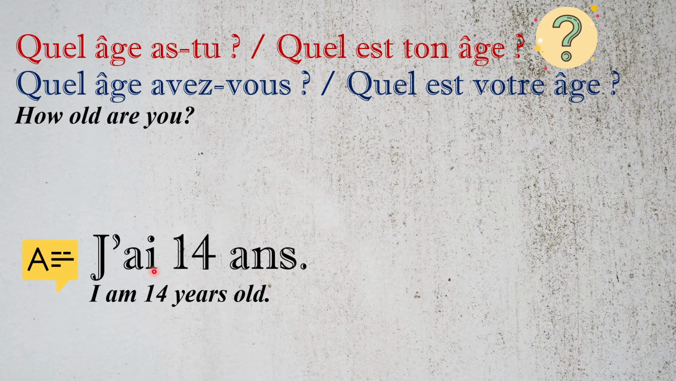Please make sure you are using the verb avoir here and not être. In English it is I am 14 years old. In French it is I have 14 years. It's like I have 14 years of experience that way. But you use the verb avoir and not être. This is a common mistake. Students use the verb être here and say je suis 14 ans. That is wrong. You have to use the verb avoir here and say j'ai 14 ans.